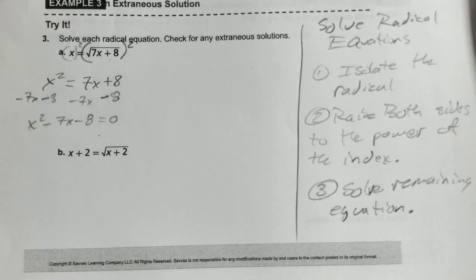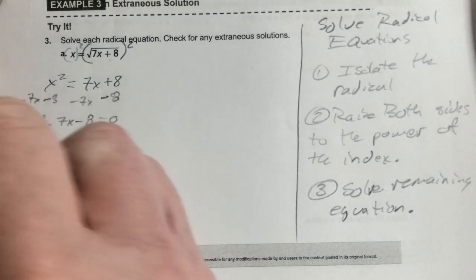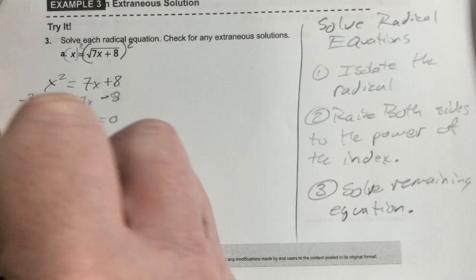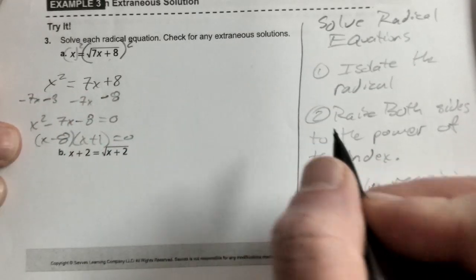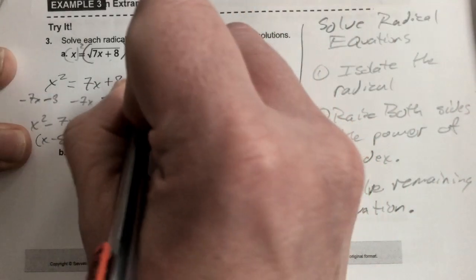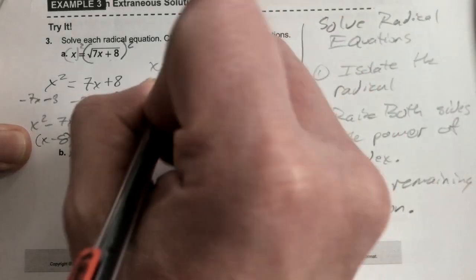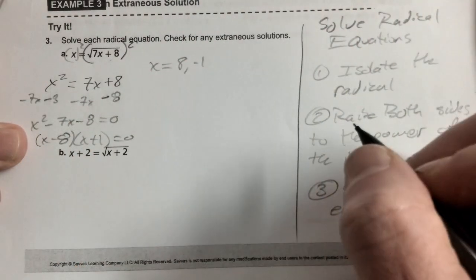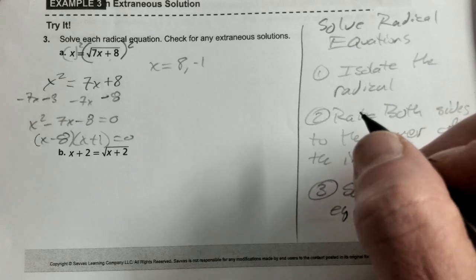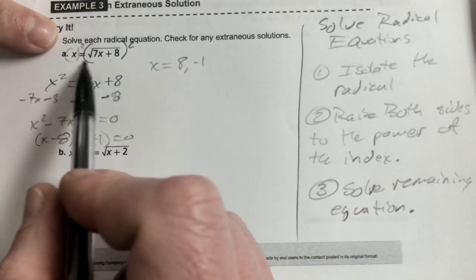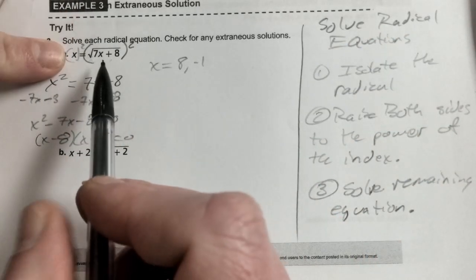Negative 8 and 1. The negative 8 and a positive, right? So we have x minus 8 and x plus 1 equals 0. Set each factor equal to 0 and solve, so we get x equals 8 and negative 1. A positive 8 and a negative 1. Really, really good. All right, so plug these back in here and see if they work.